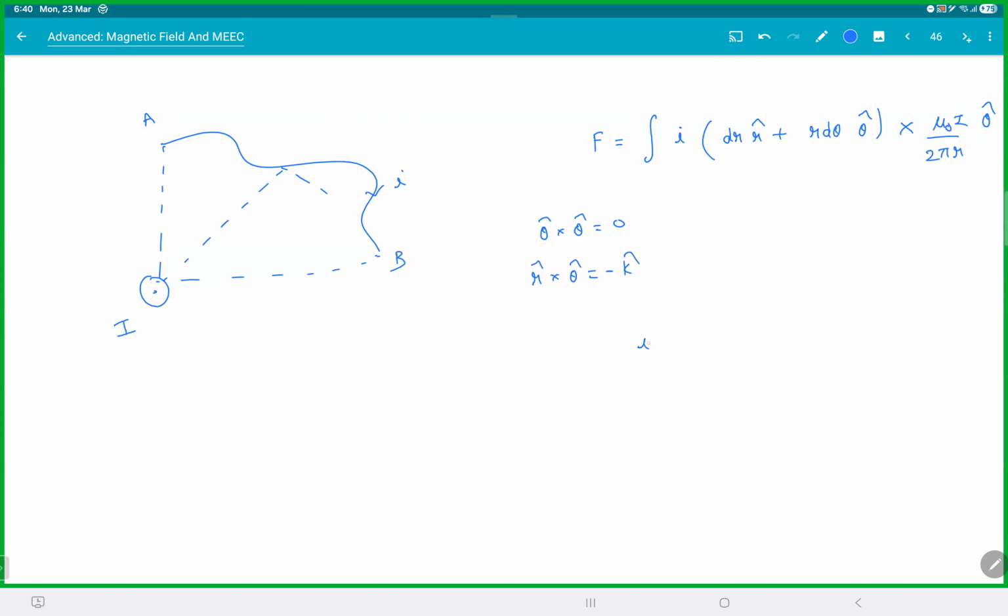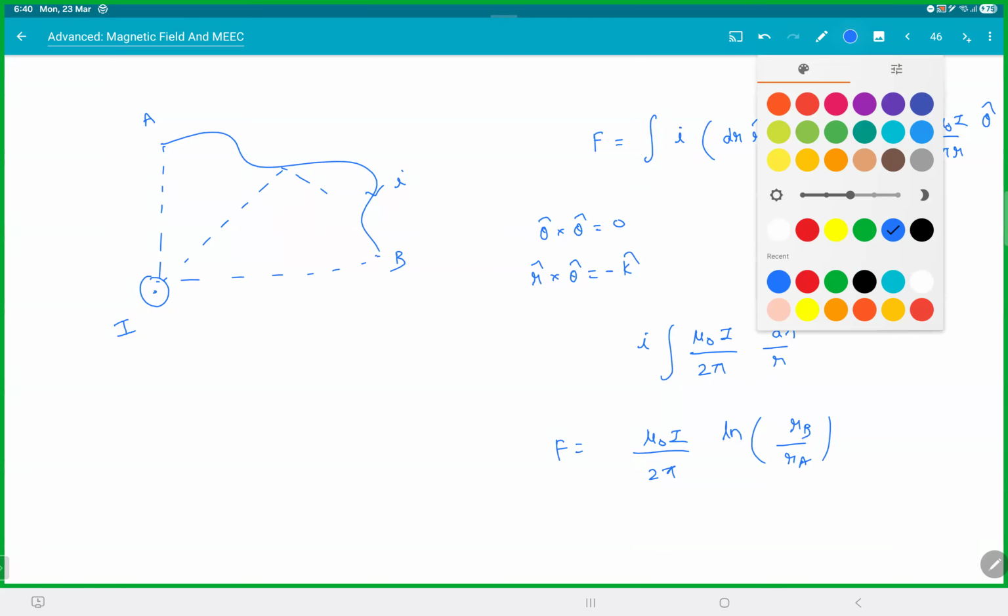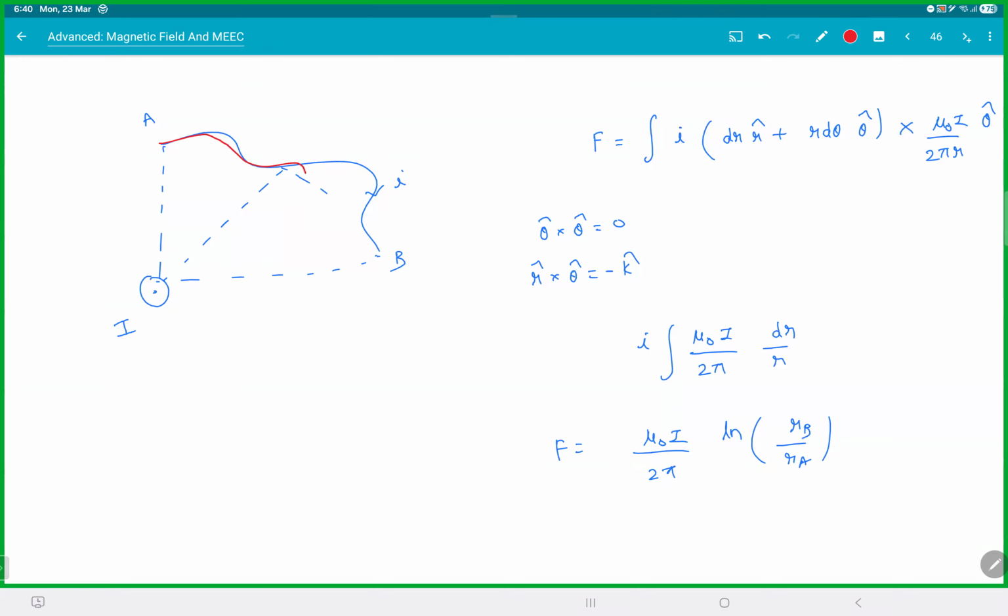Okay. So you'll get I integral mu naught I by 2 pi dr by r. So this would be mu naught I by 2 pi ln rb by ra. This is the force between a wire and another wire here. Again, it doesn't depend upon the shape of the wire. You can take any random shape. It only depends on the initial and the final distance between them. This is a wire. This is a wire. Clear with this? So polar coordinates will help you a lot there.